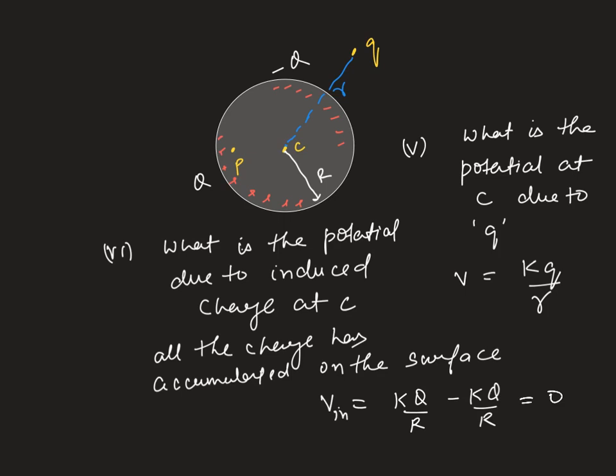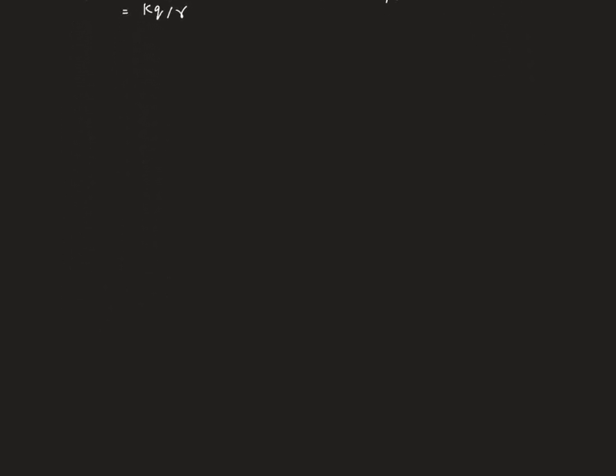So what is the total potential? V total will be V due to Q plus V induced. Now you know that V induced is 0, so it only becomes V due to Q, and that is equals to KQ upon R. Now we move on to more questions, and for that I have to shift the page for you. So let's look at it again.